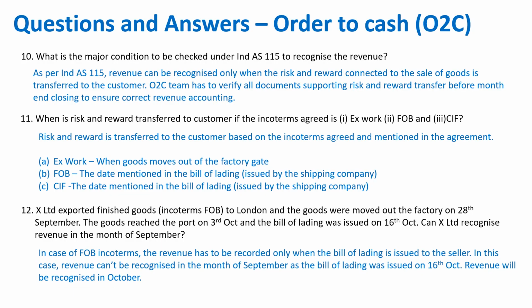So in case of FOB Incoterms, the revenue has to be recorded only when the bill of lading is issued to the seller. In this case, revenue can't be recognized in the month of September as the bill of lading was issued on 16th October. So revenue will be recognized only in the month of October. This is very critical for the O2C team to examine all these documents before the month end to ensure that the recording of revenue is as per Ind AS 115 requirement.